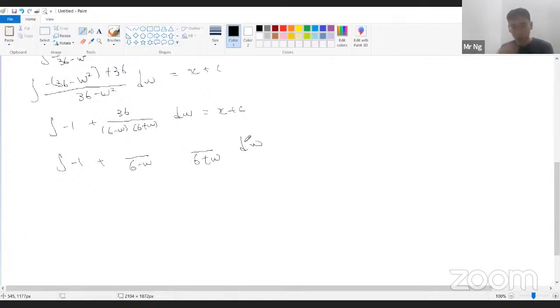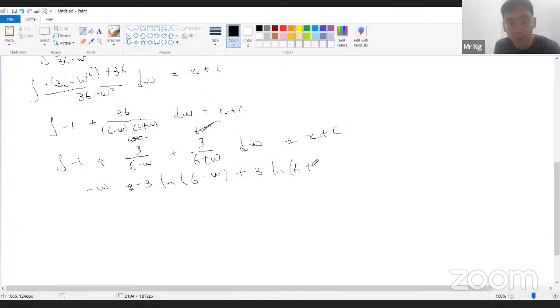Okay, so here, let's say we put 1, here will be 6 plus w, here will be 6 minus w, so the w and w will cancel each other, then you will get 12. Okay, so 12 is not enough, so it should be 3. Yeah, correct. Okay, so equals x plus c, so equals minus w plus 3 ln(6 minus w), then times the negative, then plus 3 ln(6 plus w).